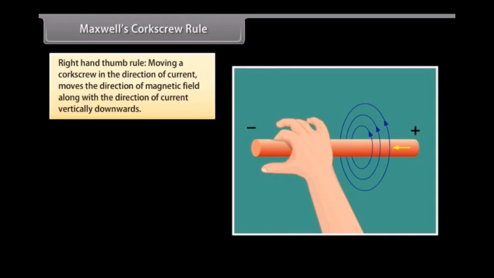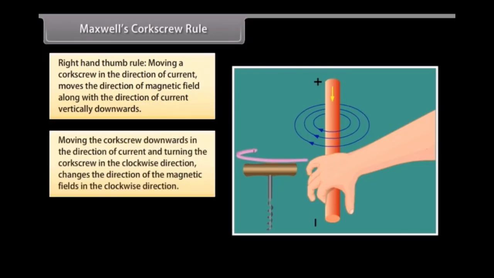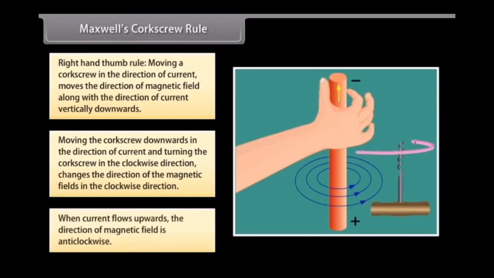Maxwell's corkscrew rule. Maxwell's corkscrew rule, also known as right-hand thumb rule, defines that moving a corkscrew in the direction of current moves the direction of magnetic field along with the direction of current vertically downwards. If we move the corkscrew downwards in the direction of current and the handle of the corkscrew is turned in the clockwise direction, then the direction of the magnetic field is clockwise. So, when current flows upwards, the direction of magnetic field changes and is anti-clockwise.